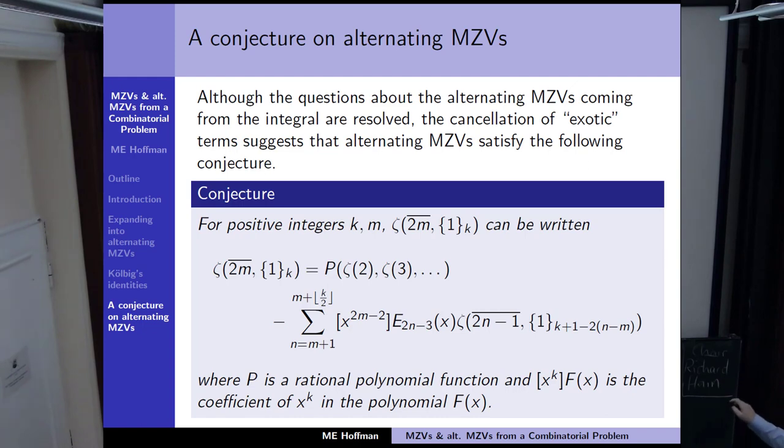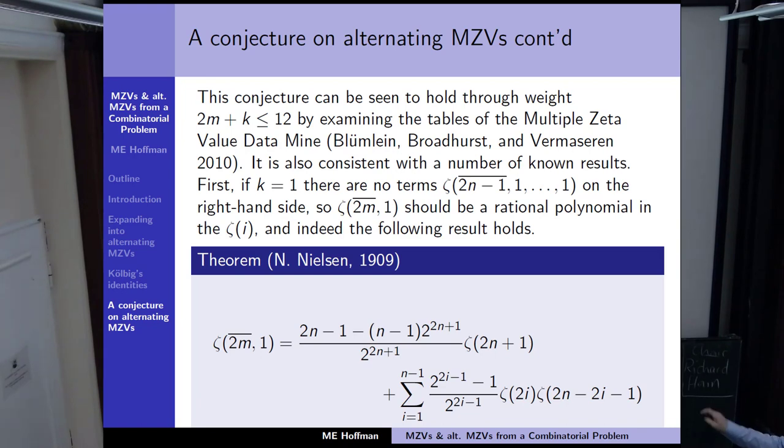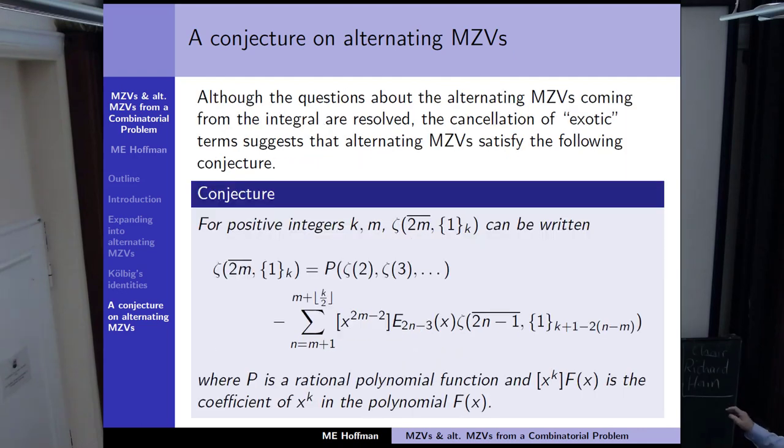If you go back to this result, you'll notice that these extra terms, the non-rational terms, don't pick up until the n here gets bigger than m there, which means that if you just look at 2m bar 1, it should be just a rational polynomial in the zeta. Yeah, actually it is. So there's this identity, which is one of the correct results in Nielsen's paper from 1909. In fact, Kolbing reproved it, and before I realized it was in Kolbing's paper, I proved it myself a different way. So this is actually a quite well-known identity in some sense. But that does the case k equals 1 of the conjecture, if you will.